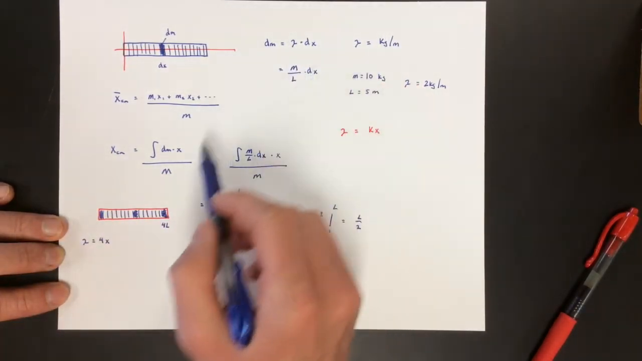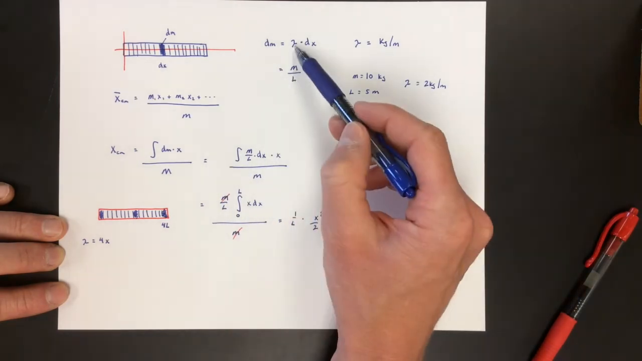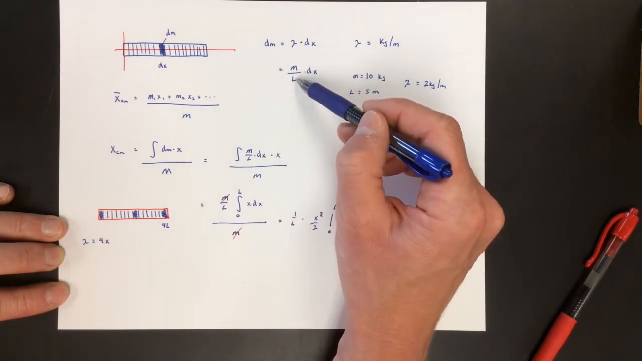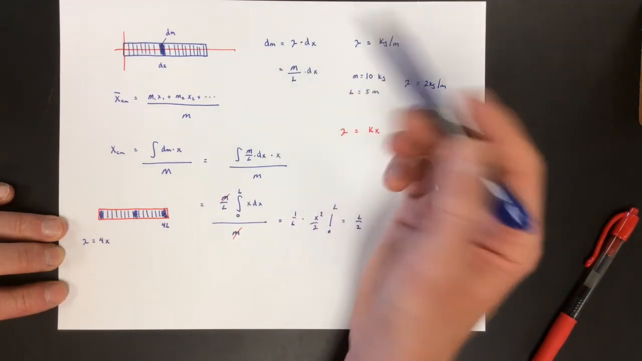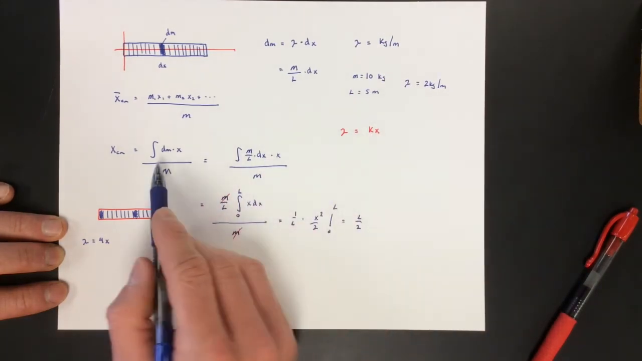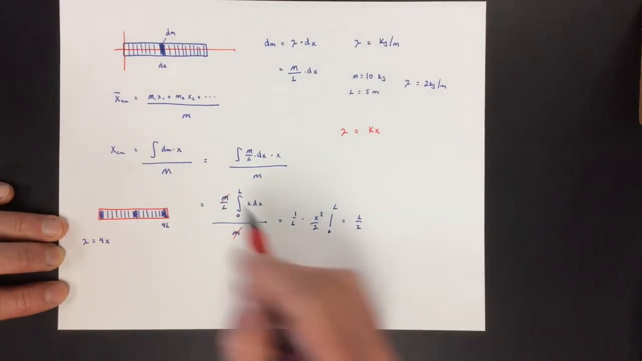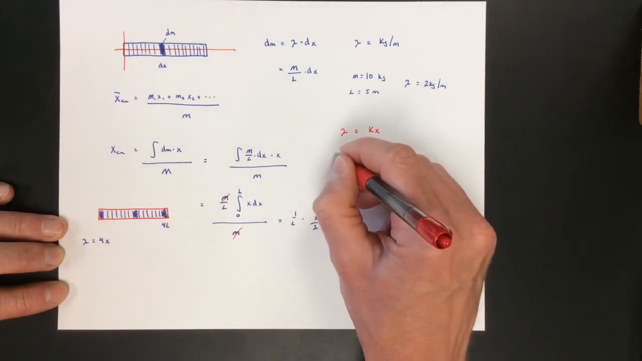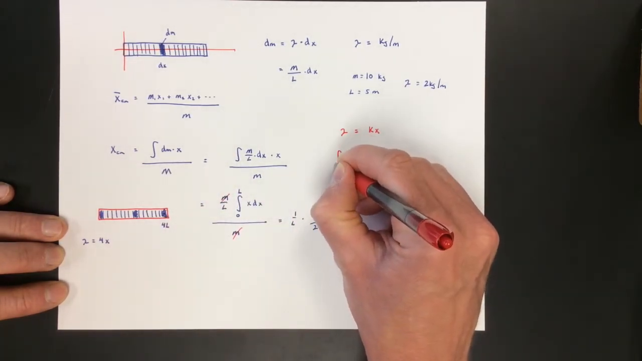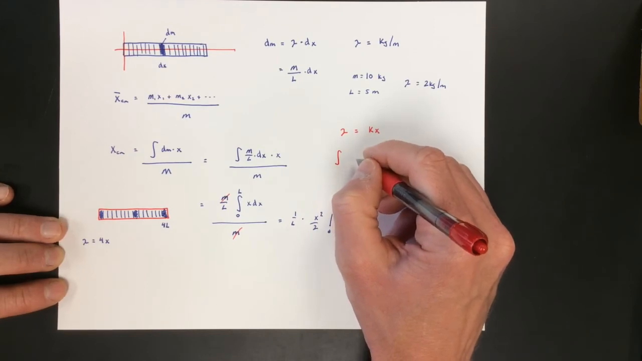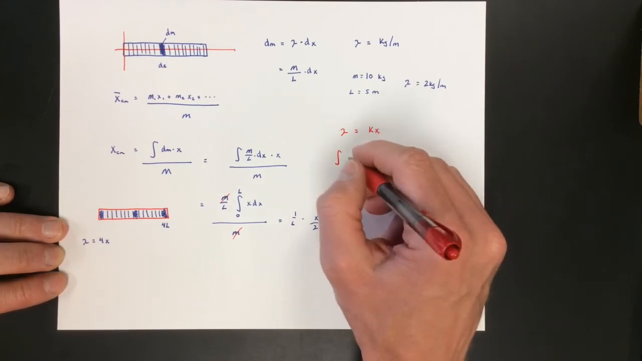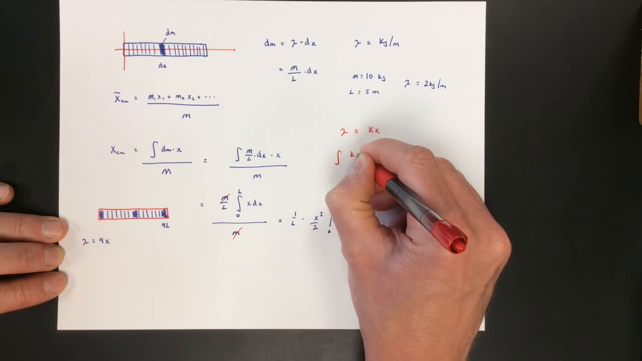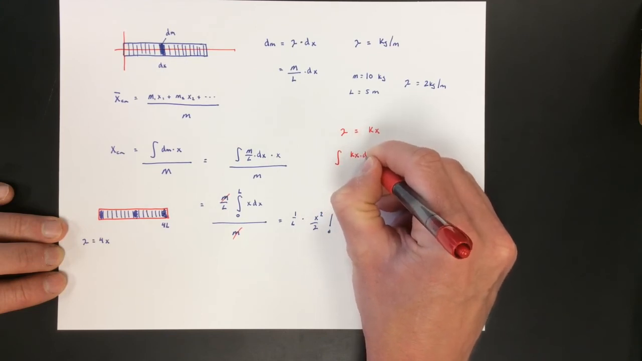Nothing of what I said up here changes at all, except instead of lambda being some constant m over L, which is not a function of x, we just have to make lambda kx. And so we go into the same integral. It's the same integral right here or right here, same thing right here. The x center of mass is the integral of dm, and dm is just the density, kx, times the thickness.